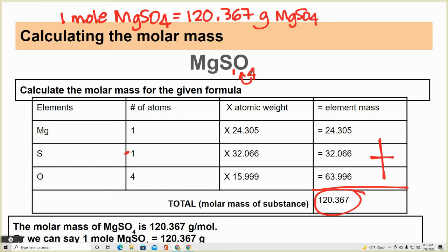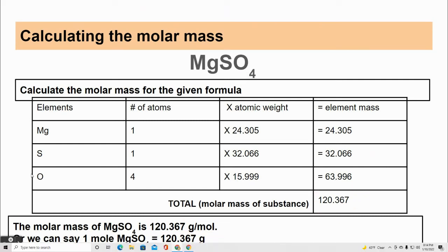Right? You can also say that the molar mass of MgSO4 is 120.367 grams per mole. See it? And that's how you calculate the molar mass. So again, molar mass is the mass of 1 mole of that substance. All right? Okay, let's try out another example.